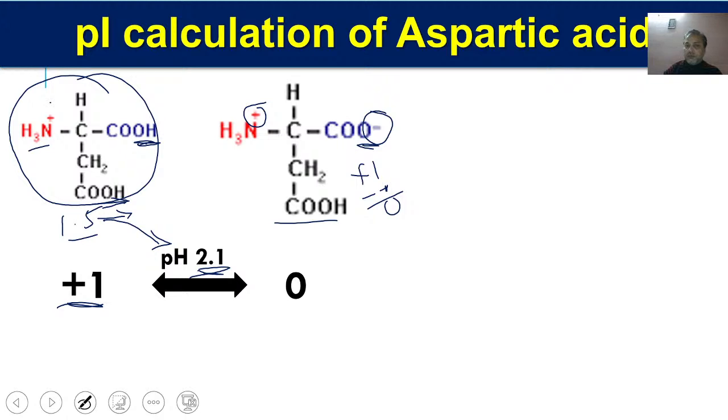Not plus 2. Where is plus 2? It is having one positive here and one negative here. One negative, one positive. So the total charge is 0. So I have put 0 charge.